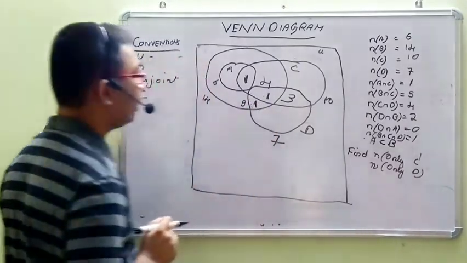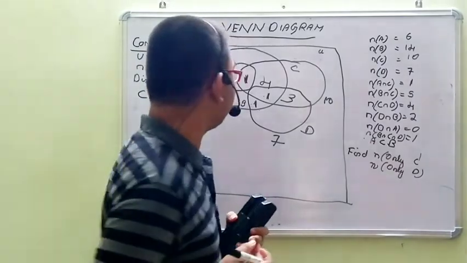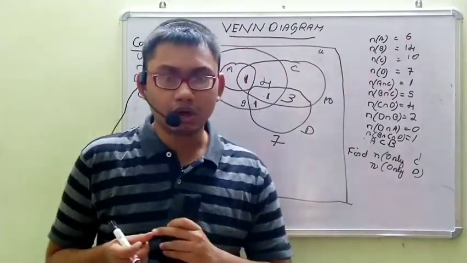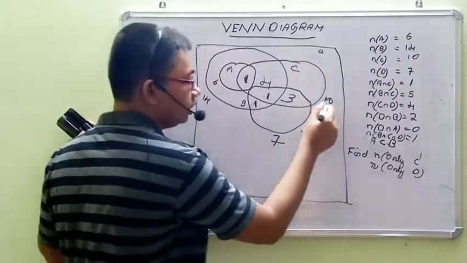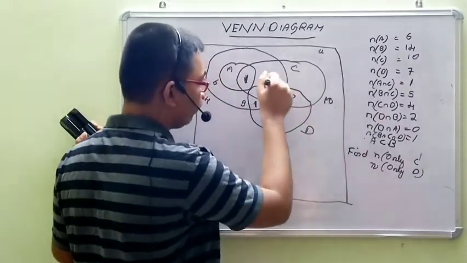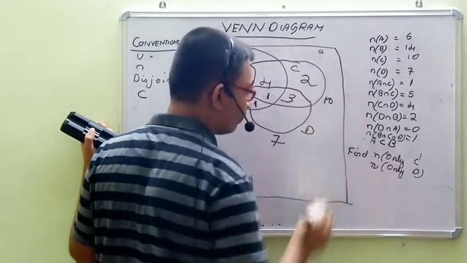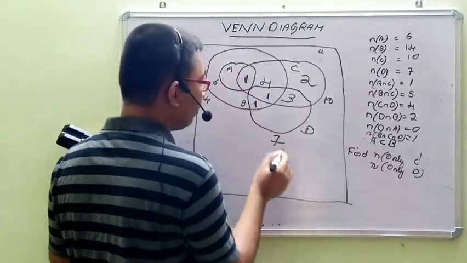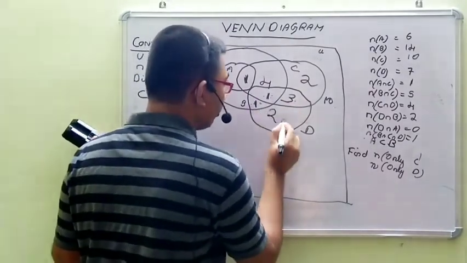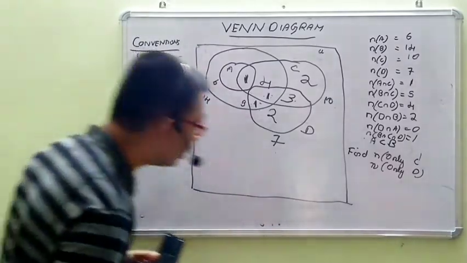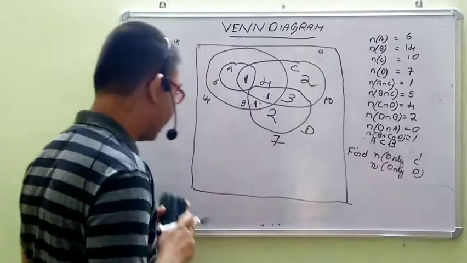Now what we have to find is only C and only D, right? Only C and only D. Now n(C) is 8 and we have to subtract all three. 4, 5, 8, and only C will be 2. 7 minus 1, 2, 3, 5. 7 minus 5 will be 2. So only C and only D are both 2. So this is the answer we are getting.